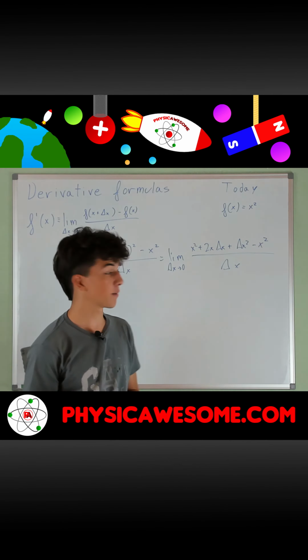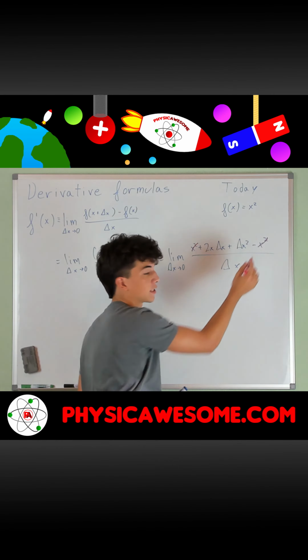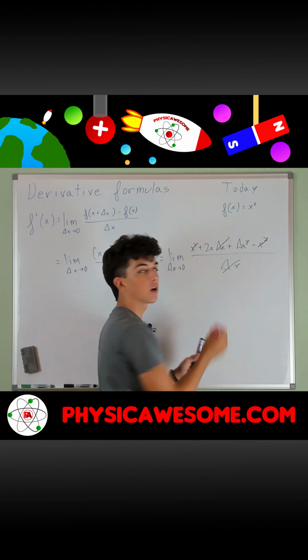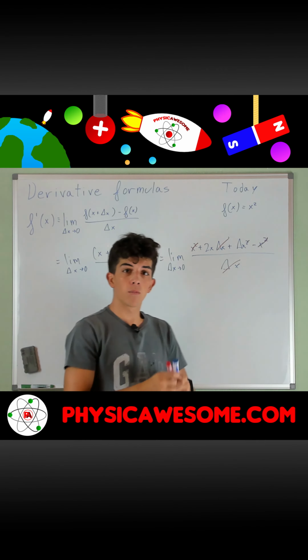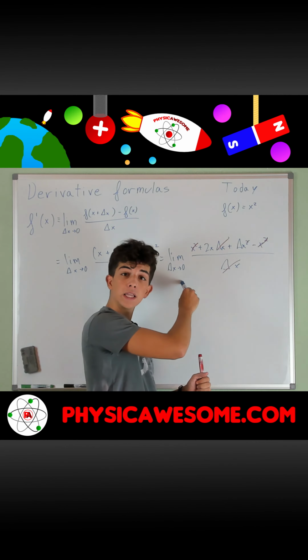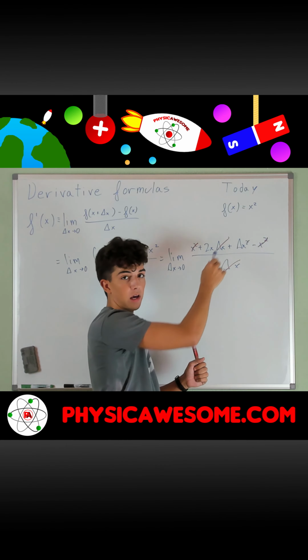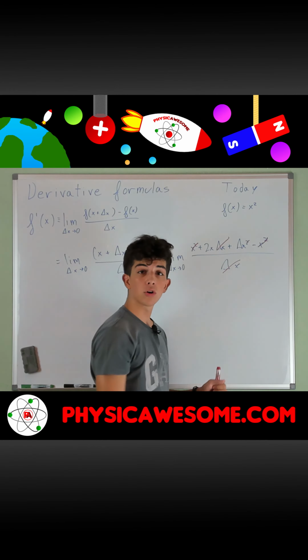We see that we can make some cancellations, x squared with x squared, and now the delta x dividing goes over here, delta x squared, and with that delta x. By doing this, now if we take the limit as delta x goes to 0, this term stays the same as it doesn't have any delta x, and this term goes to 0.